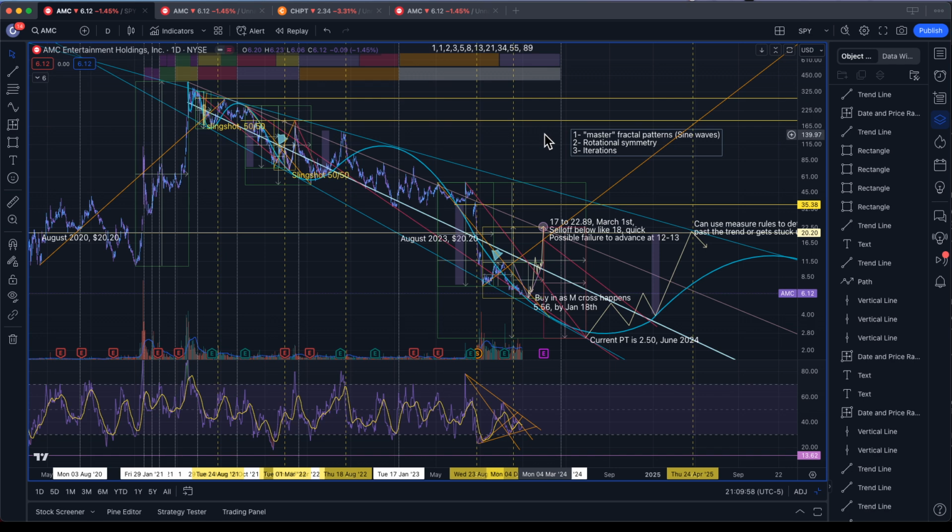Don't think of iterations so much as copy paste, because that makes it sound like you're going sideways, like the same thing over and over again. You are doing that, but an iteration is a pattern that's found within itself. The whole definition of a fractal is a bunch of different patterns that make up a larger pattern that looks exactly like the smaller ones. And if you look up fractals on Investopedia, it basically says the same thing.